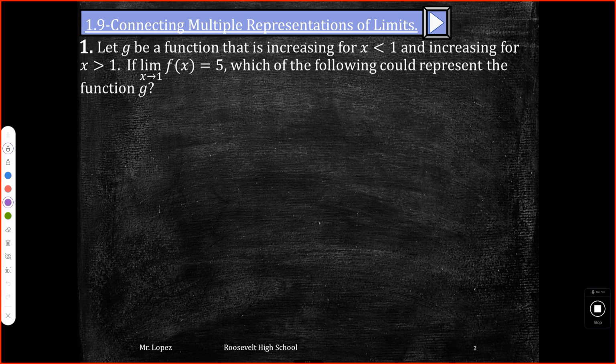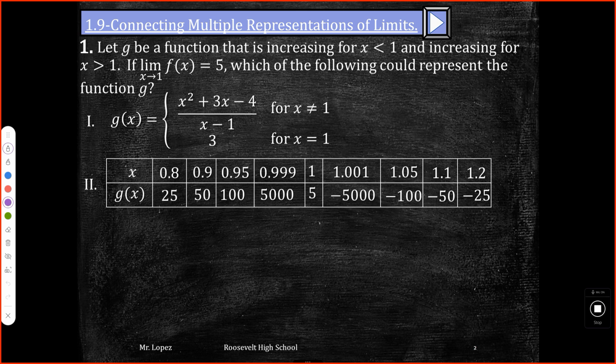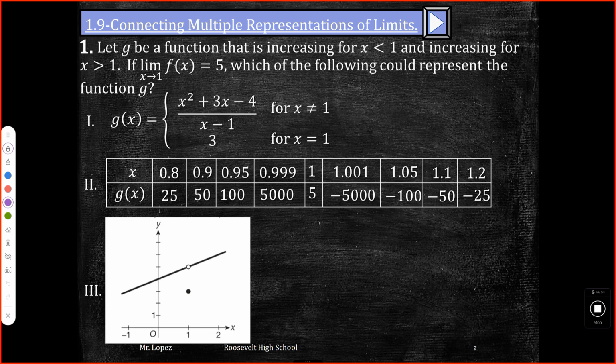Let g be a function that is increasing for x less than 1 and increasing for x greater than 1. Okay? If the limit as x approaches 1 of f of x is 5, which of the following could represent the function g? So they will give you a function representation in algebraic form, they might give you a table, and they might give you a graph. So you have to choose all of them. Either all of them are true, or 1, 2, or 3. You just have to test each one of them.